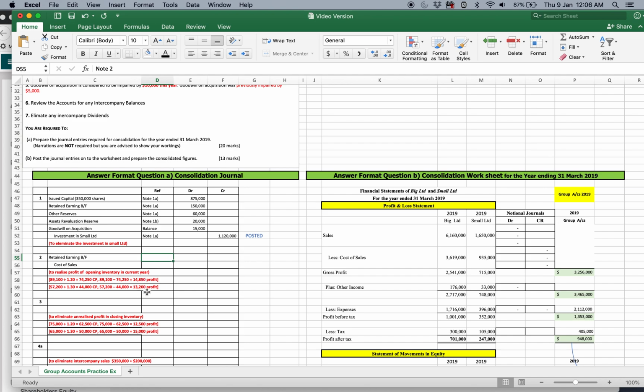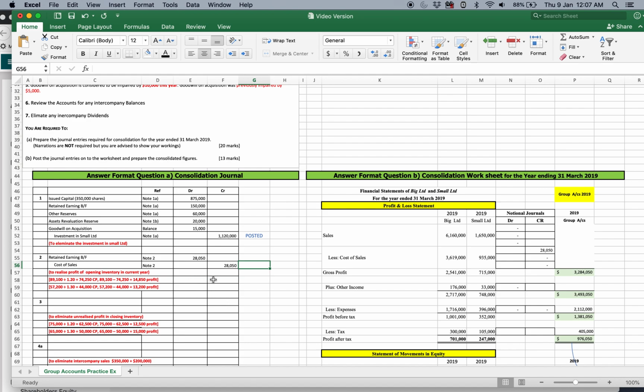We've got to add those two figures together, okay? So those two figures together is 28,050, isn't it? Hopefully my maths is working. There must be another 2 in there. No, that's right. Okay. 28,050.